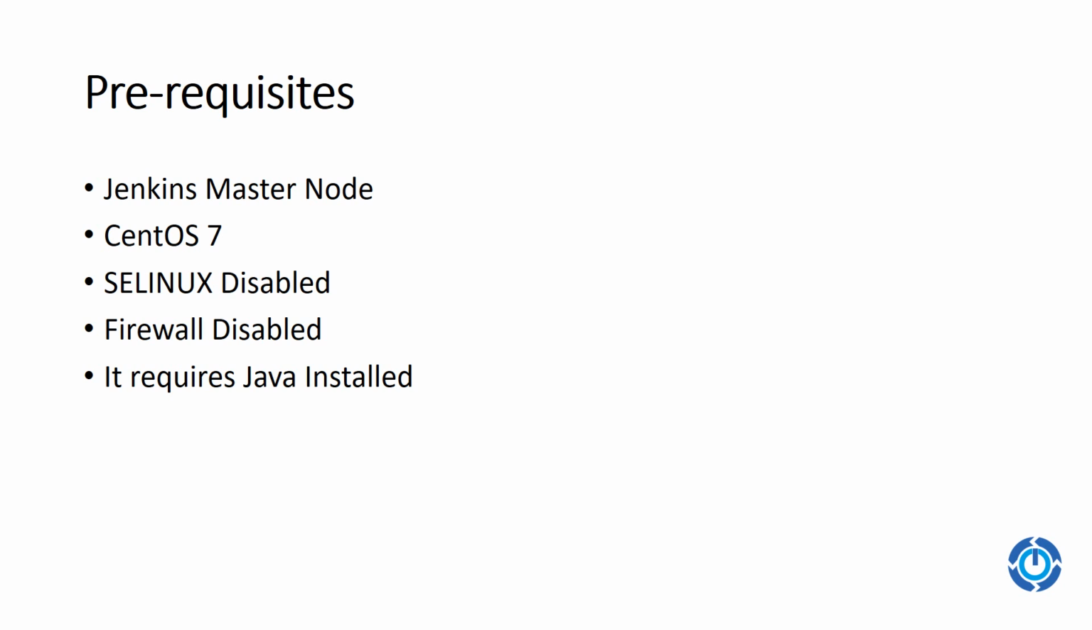And here my Jenkins slave is also on CentOS 7 operating system with SELinux and firewall disabled, so that you will not have any issues as a beginner. And it should also have Java installed as a prerequisite, like your Jenkins master node. So let's have a quick demo of how you install a Jenkins slave.